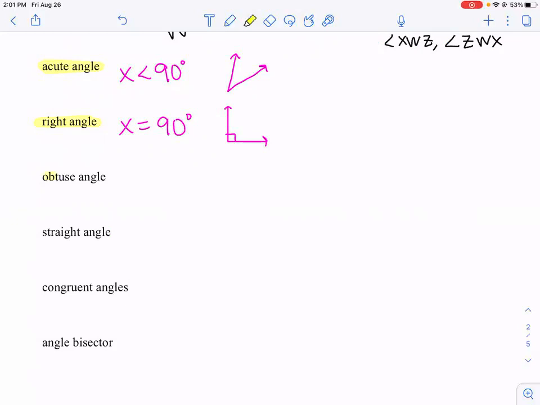An obtuse angle. Colton, what's true about its measure? It's more than 90 degrees but less than 180. Because we have a straight angle where the angle is 180.